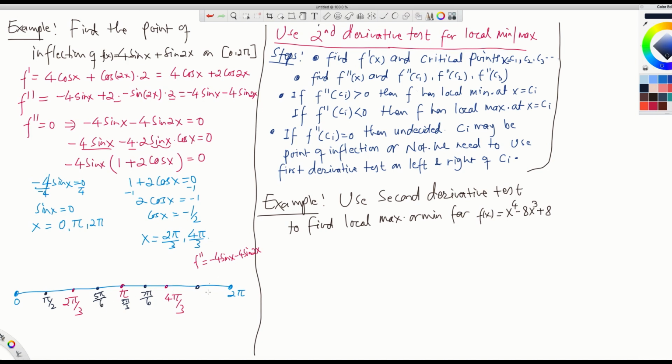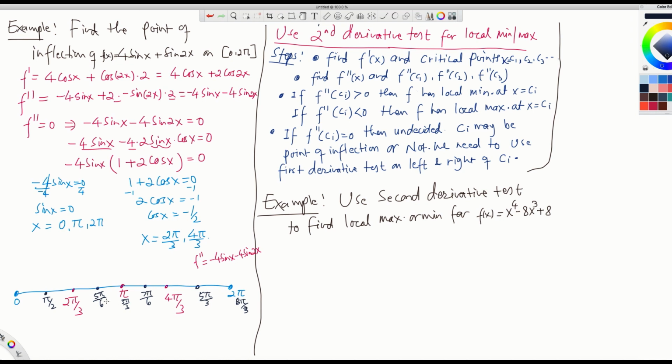7 pi over 6. And I want to find one number that is between those two. So that will be 4 pi over 3 and 6 pi over 3, because 6 pi over 3 is 2 pi, right? So 4 pi over 3 plus 6 pi over 3 is 10 pi over 3, divided by 2 will be 10 pi over 6. That is basically 5 pi over 3. That is in the middle.